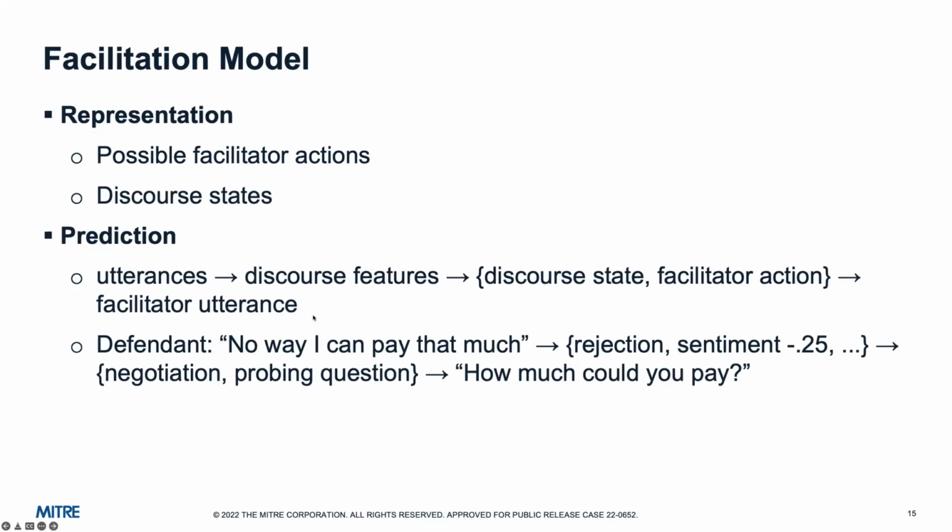So, by the way, I'm kind of plowing through a lot of stuff. We can revisit any of this, but let me make one more step from the computational linguistics and machine learning stage, which is just to say that this facilitation model that we end up with has two parts. It's the representation of two things. One is of the discourse states, what can happen in a negotiation, and second, what can a facilitator do? So facilitator actions.